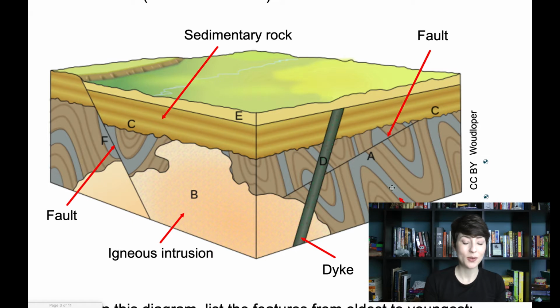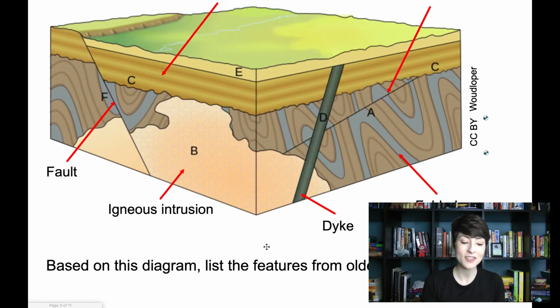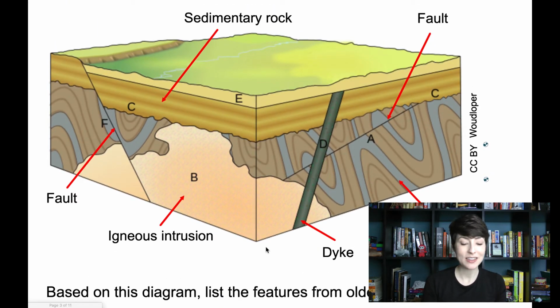Now let's take a look at this cross-section of rock. We have some folded metamorphic rock down here. We have an igneous intrusion, a couple of faults, some sedimentary layers, an obvious eroded surface, and a dike cutting through some of them. So based on this diagram, let's start by listing the features from oldest to youngest.